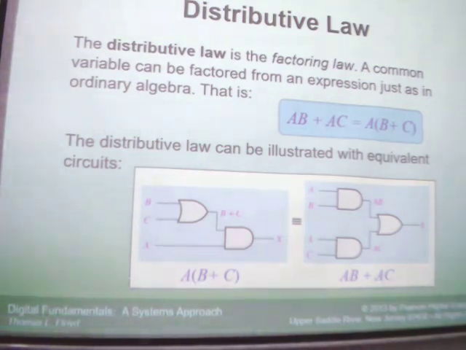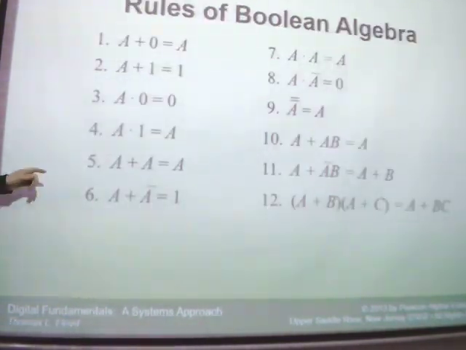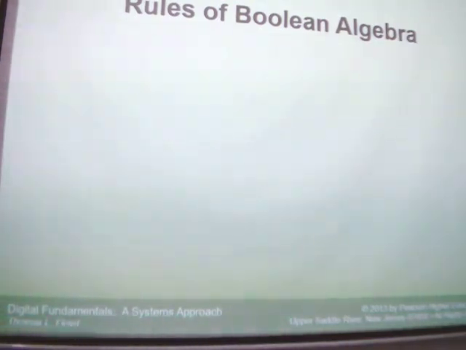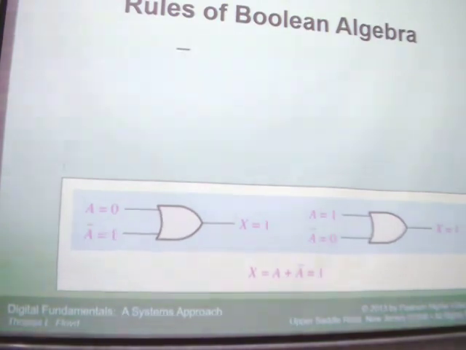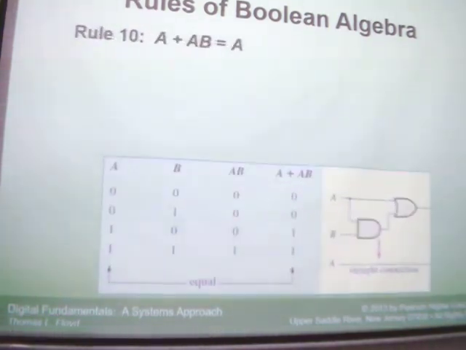Do you know the rules? Rule 2. So 1 or B equals 1. So the last result is A. So we can get the result A or A and B equals A.